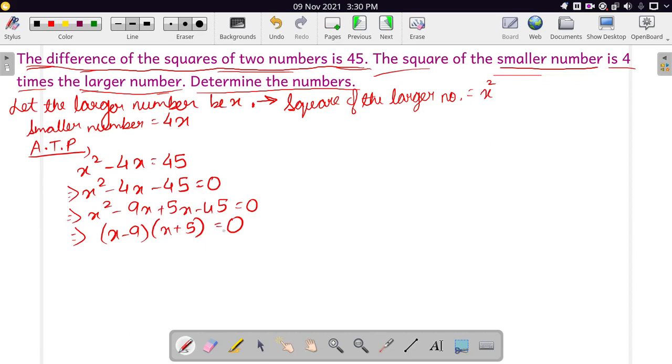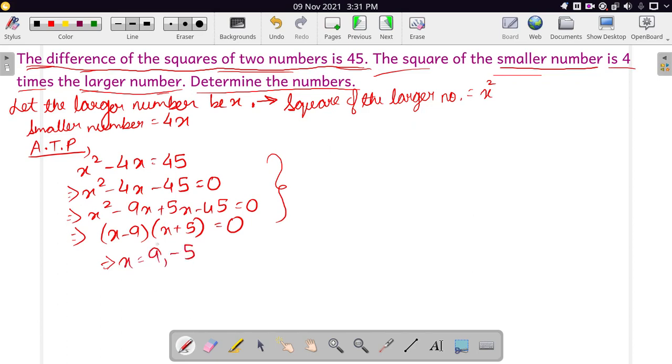Suppose this sum has 3 marks. If you just omit the minus 5 value and find the numbers using x equal to 9, that would not suffice because we have 3 marks in this question. So you need to provide proper logic, proper reasoning for why we are not taking x equal to minus 5. So for that, we will write x is 9 comma minus 5.